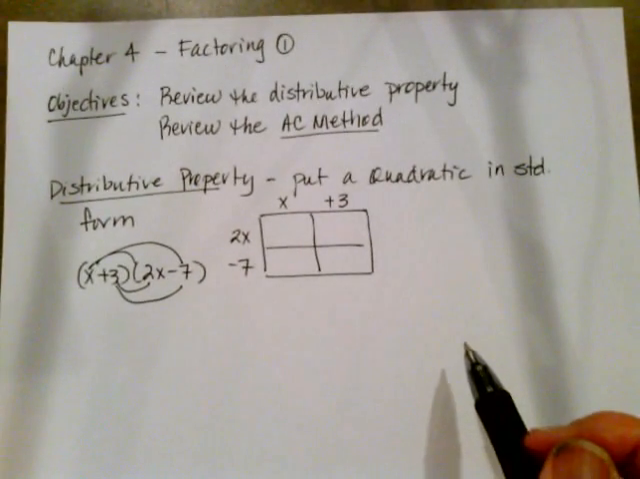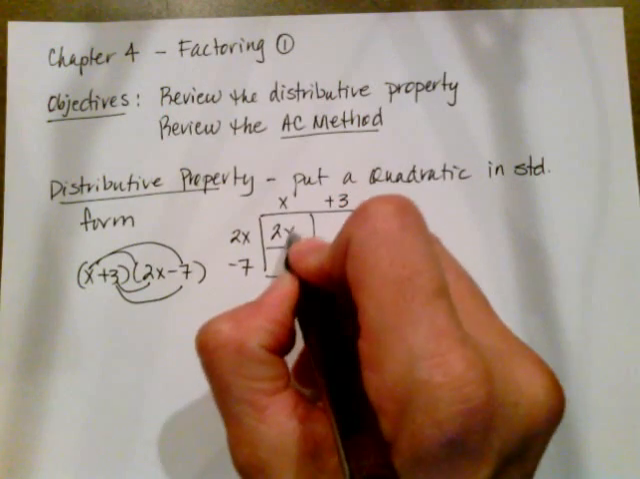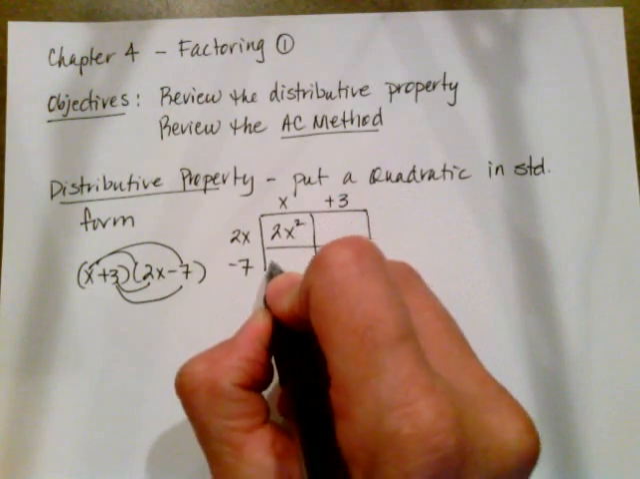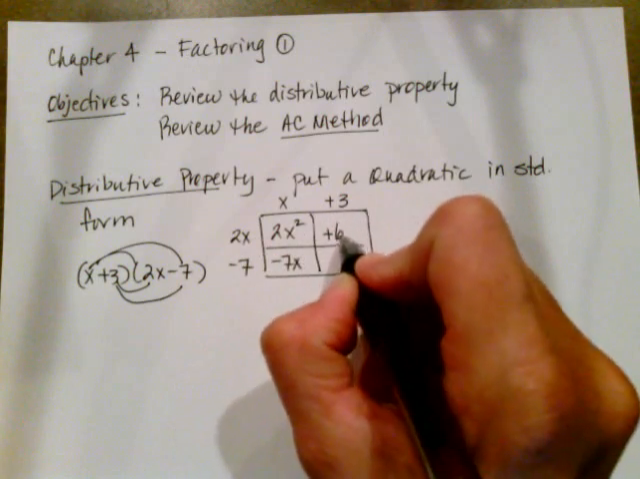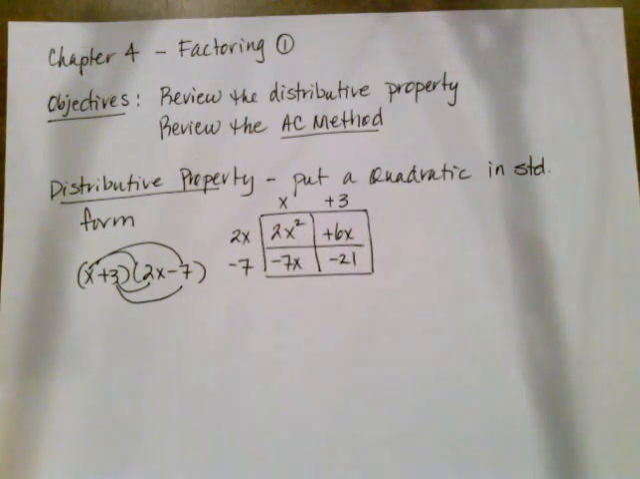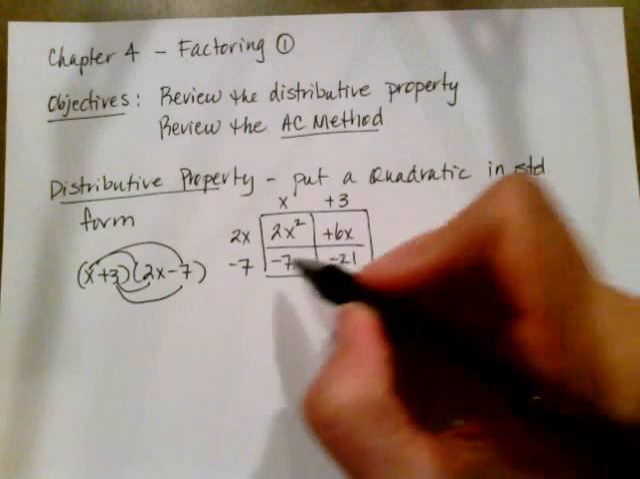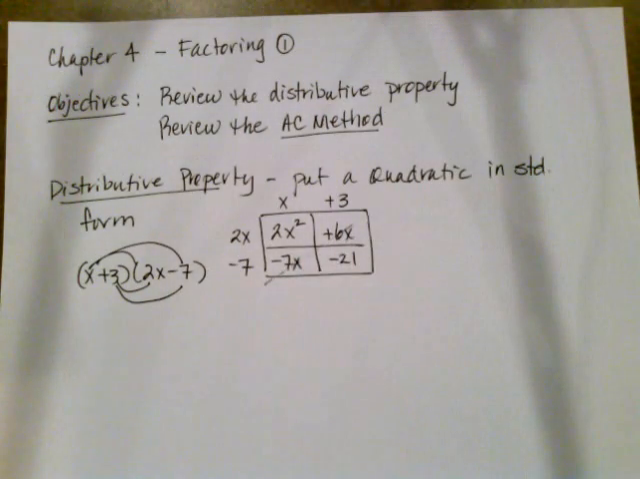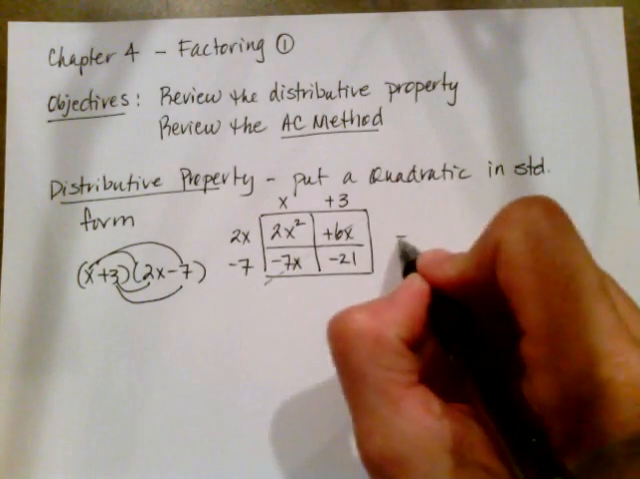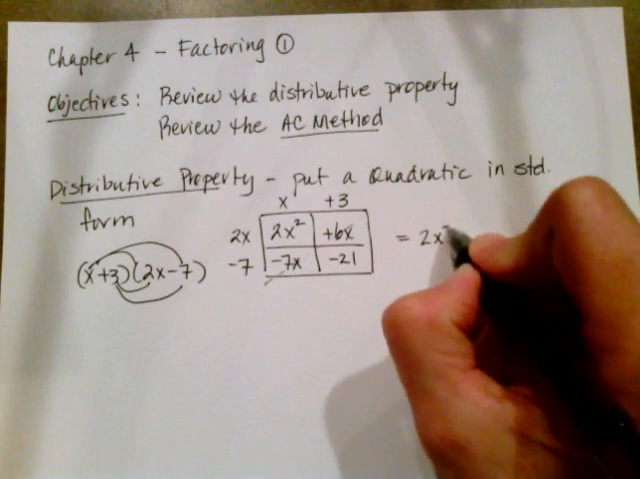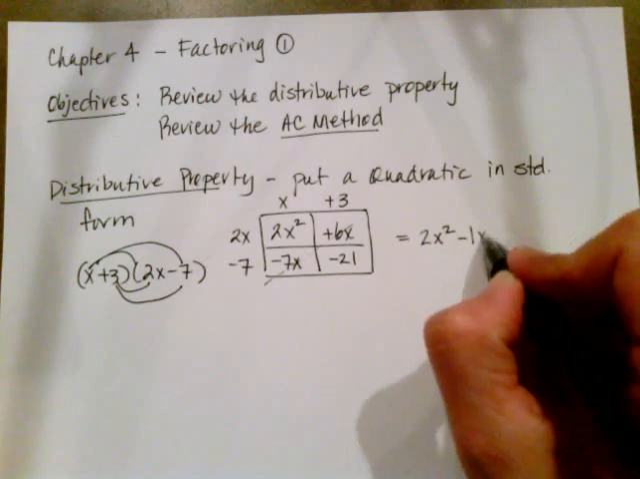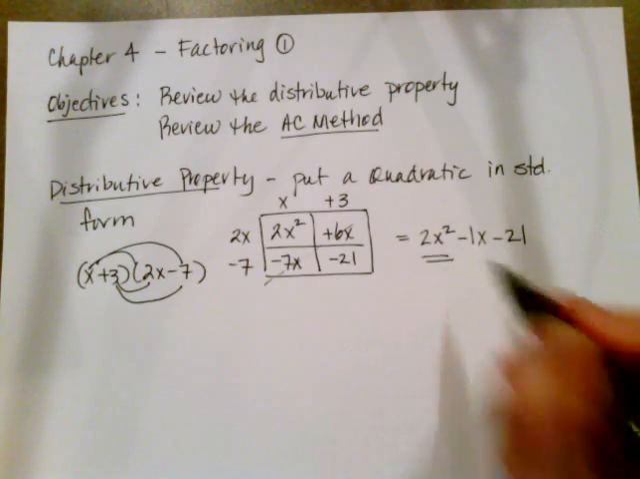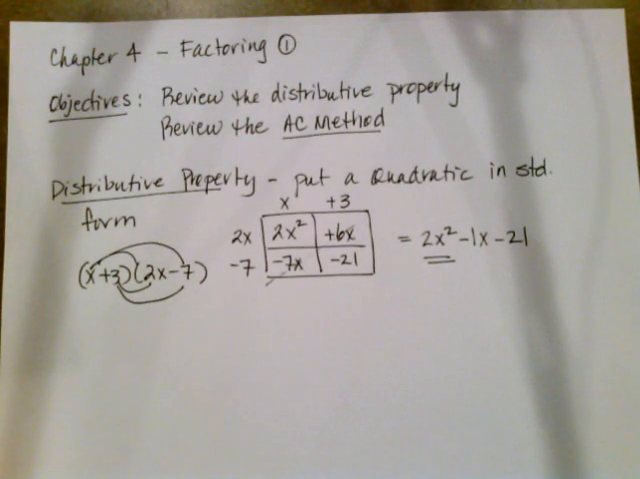Alright, so my first cell is going to be 2x squared. If I go down, this is a negative 7x. This 2 times 3 is 6x, and this is a negative 21. Remember, my like terms are along the diagonal, so this simplifies to 2x squared, a negative 7 and a positive 6 is a negative 1x, and then minus 21. And then that first little problem is done.